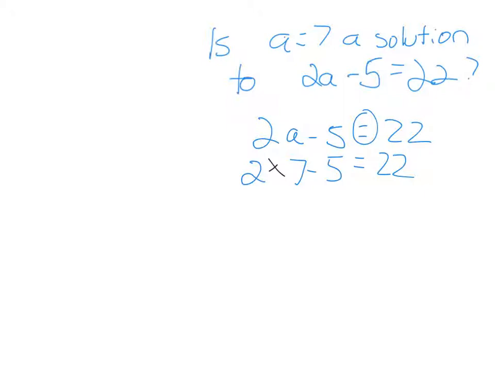Now 2 times 7 is 14, minus 5 is 9. 9 clearly doesn't equal 22. So the answer is a big no. A equals 7 is not a solution to this equation because it does not make the statement true.